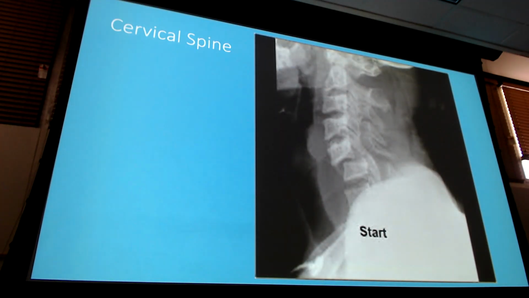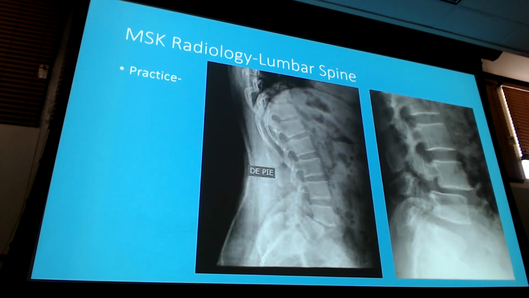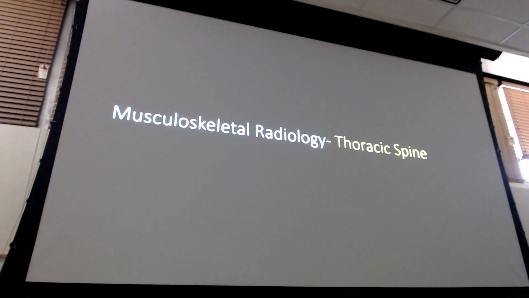How many more blue slides do I have? I'll let you guys practice that one on your own and see if you can name it. And that one. Questions? Alright, we'll see you tomorrow. Practice those last two. Try to name those spondylolistheses. If you have any questions, let me know. We'll see you tomorrow.